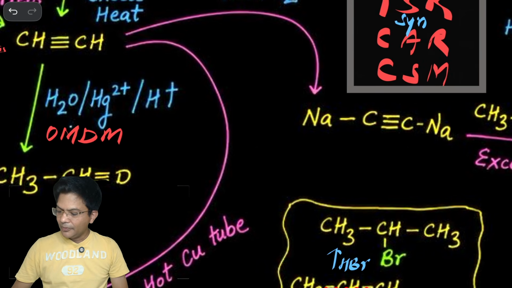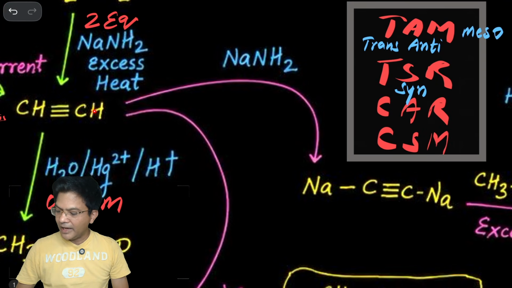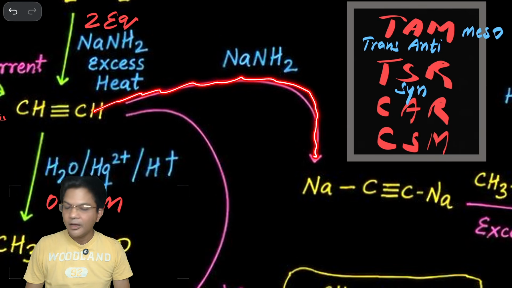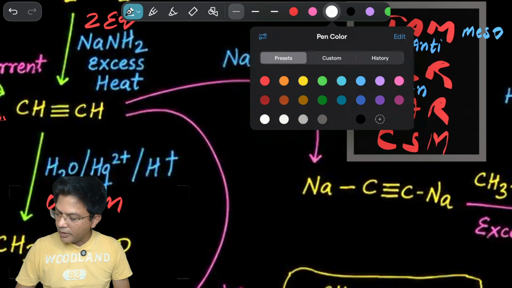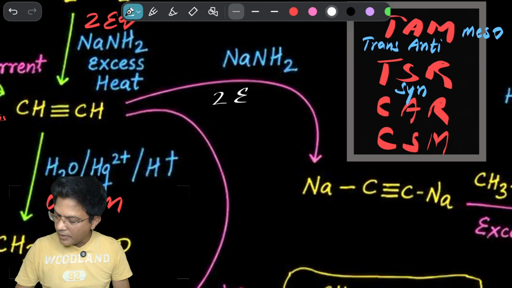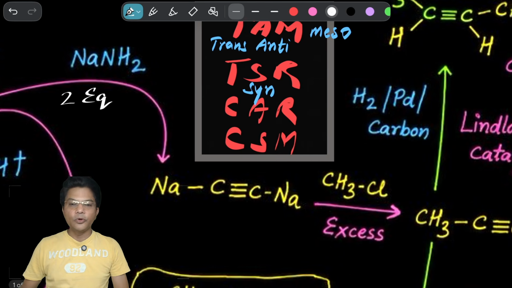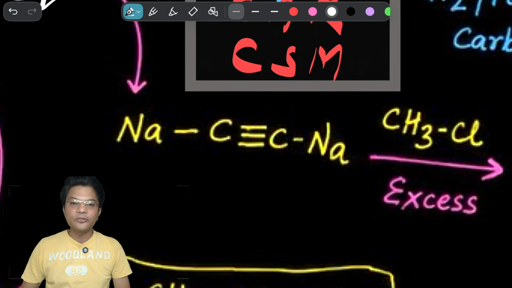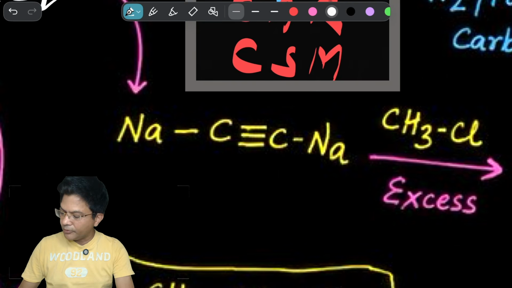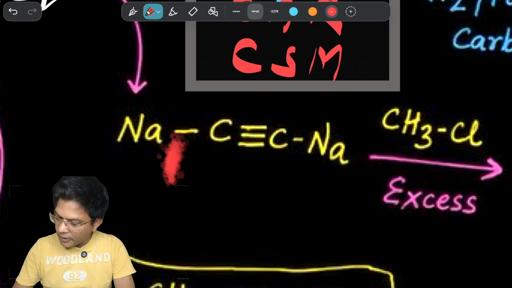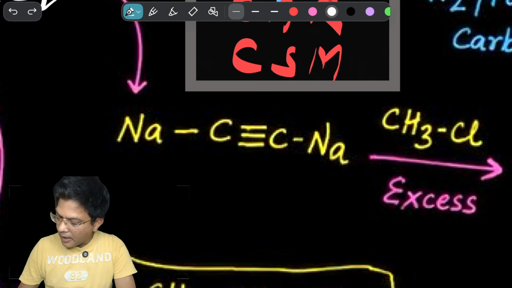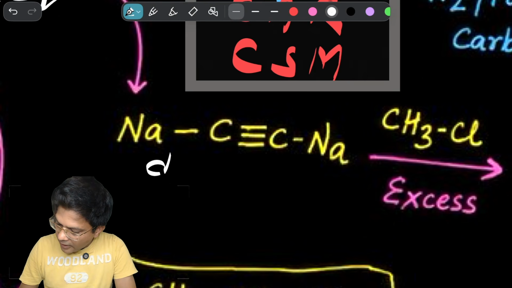Just see, one river is going from acetylene, NaNH2, 2 moles of sodamide you will use. And so I will write down 2 equivalents of sodamide we have to use. Both sides sodium will attach, we will get disodium acetylide. What is the name of this compound, my dear students? It is disodium acetylide. What is the name of compound, kids? Do let me know. Disodium acetylide.